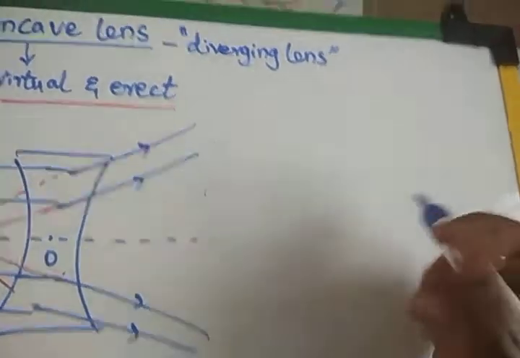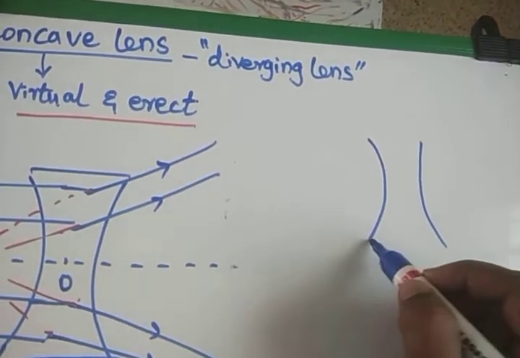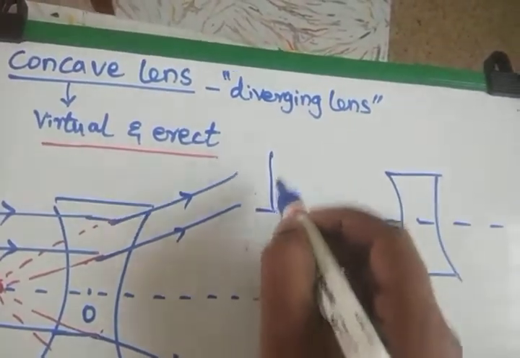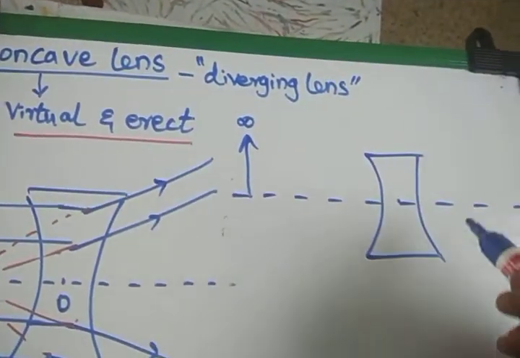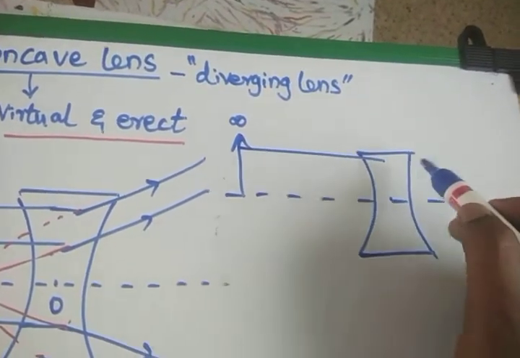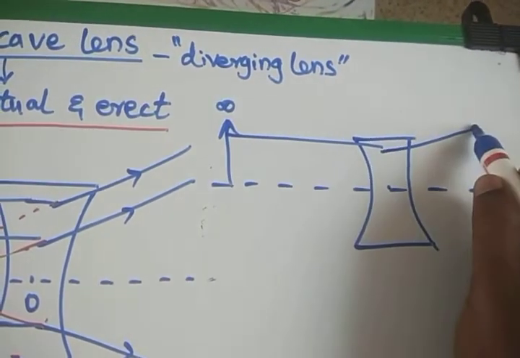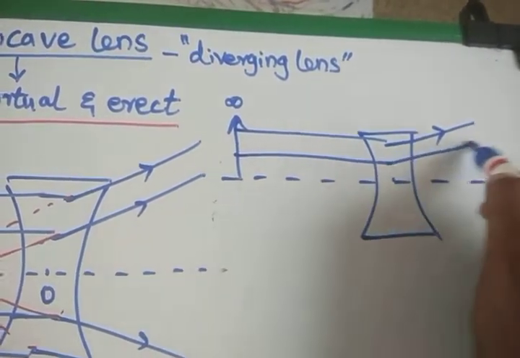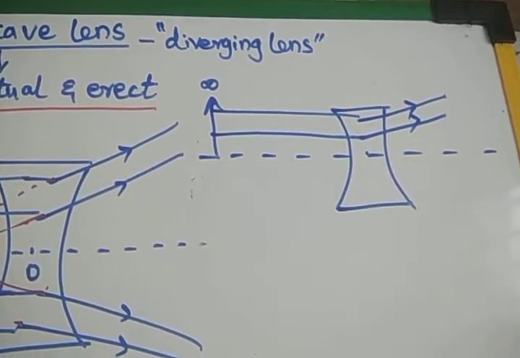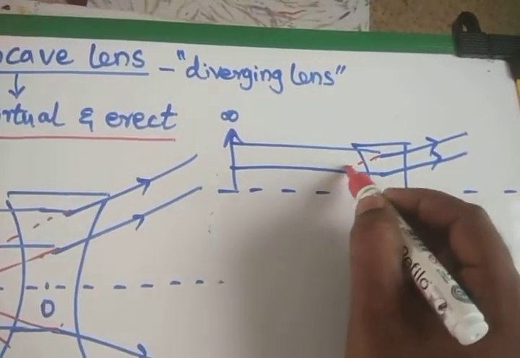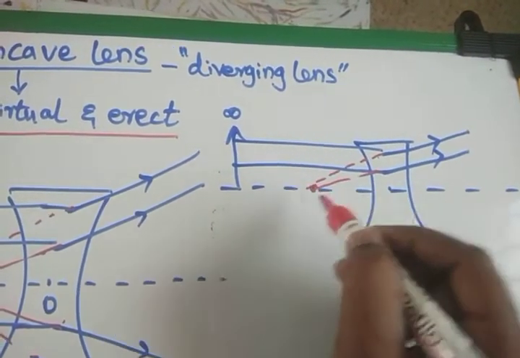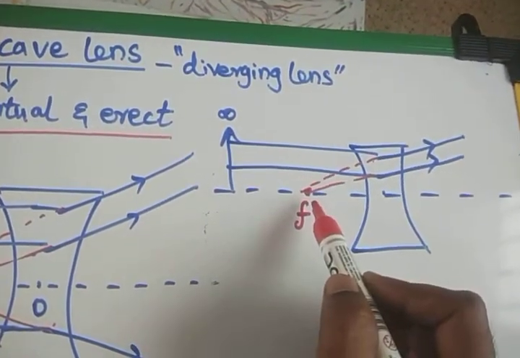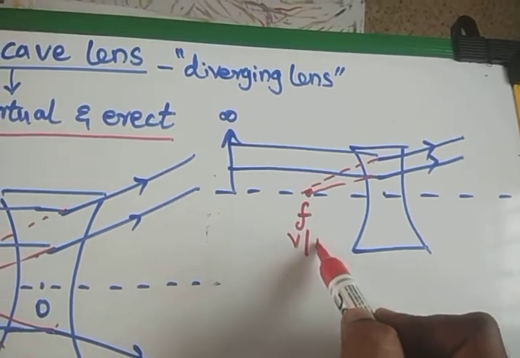The first possibility is that the object is at infinity. This is the object. When the light from the object at infinity falls on the concave lens, it will be diverged. Then where will the image be formed? It will be formed at the focus. The diverged light appears to meet at one particular point, the principal focus. This is the image formation, and this image is virtual and erect.